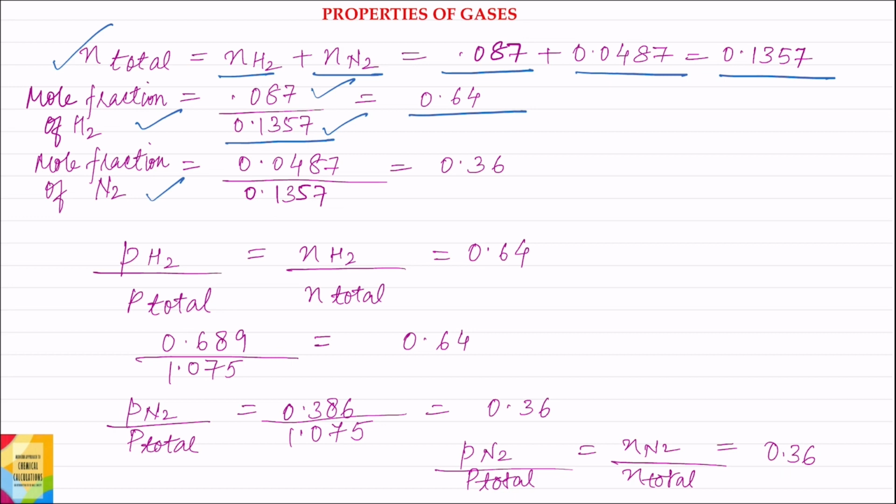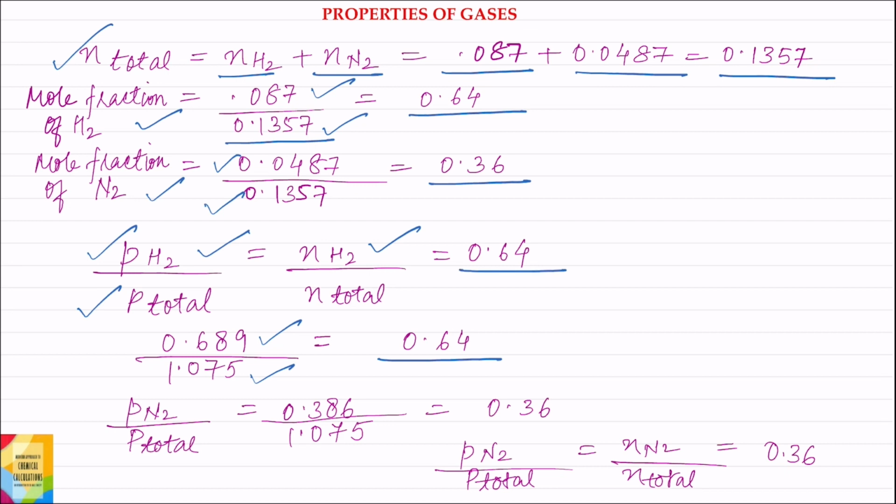Similarly, mole fraction of nitrogen will be equal to moles of nitrogen divided by total number of moles, and this is equal to 0.36. Now pressure fraction. Pressure fraction of hydrogen will be equal to partial pressure of hydrogen divided by total pressure. Partial pressure of hydrogen है 0.689 atmosphere divided by total pressure हो गया 1.075 atmosphere, and this is equal to 0.64. Now as we can see, pressure fraction is equal to mole fraction, which is equal to 0.64.